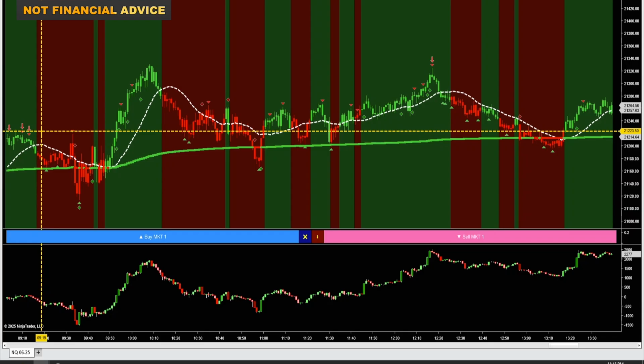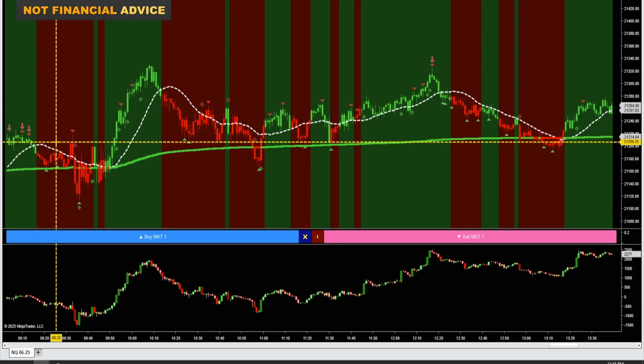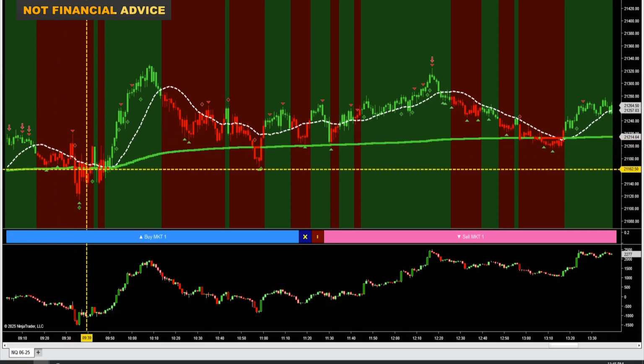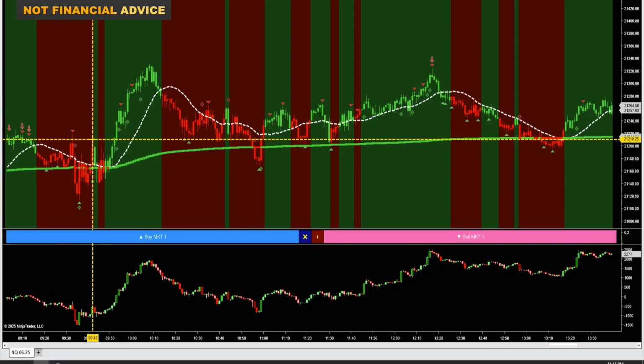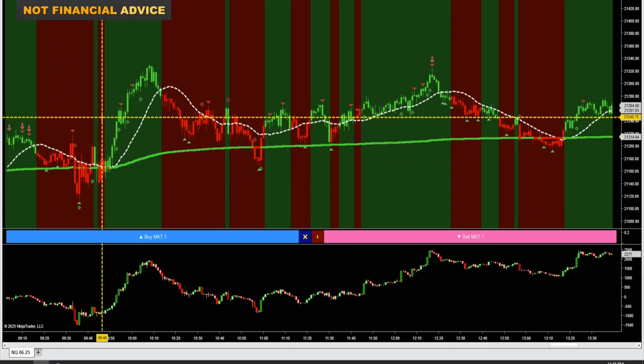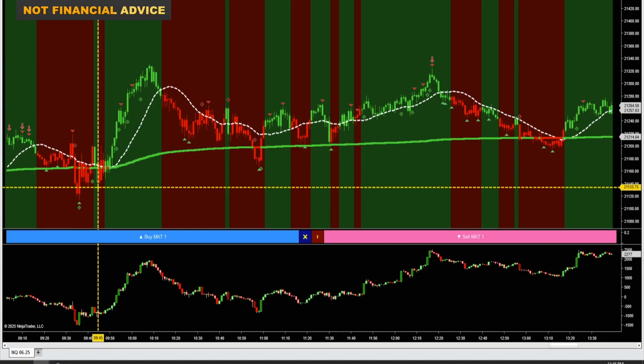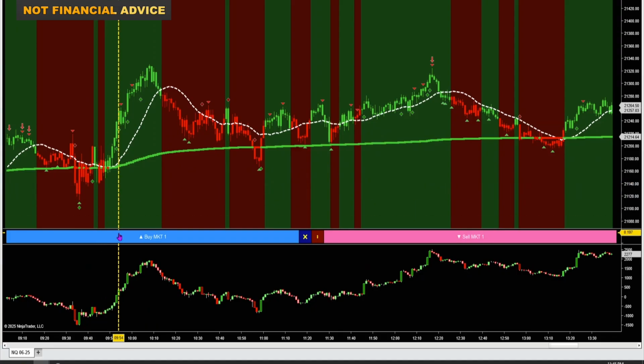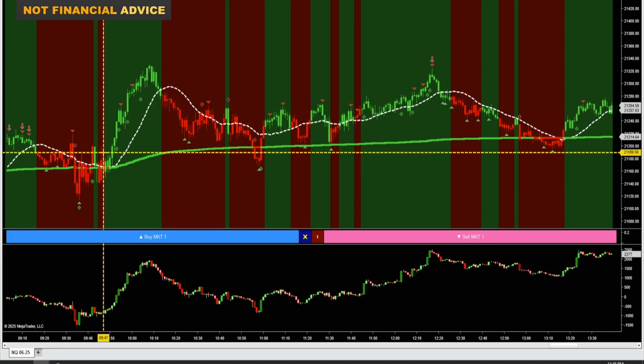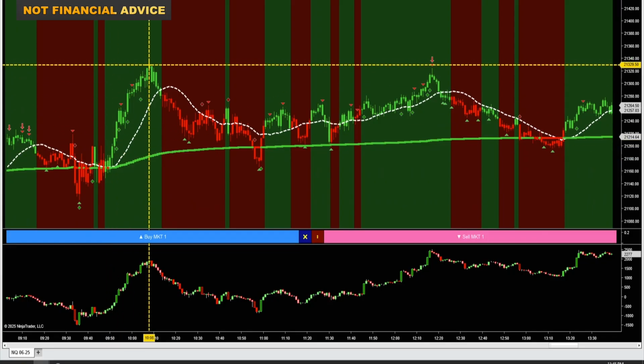Got the trend core background, keeping us focused on shorts and out of this chop until right here. We turn green, but we never break higher. No trade. Here, we turn red. No break lower, no trade. Here, we turn green. Get the break higher, we got a trade.